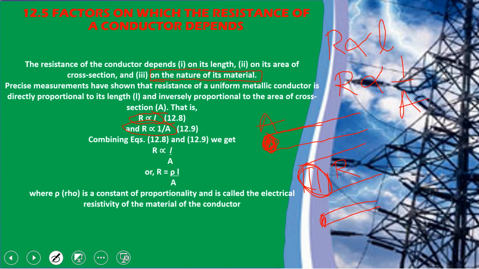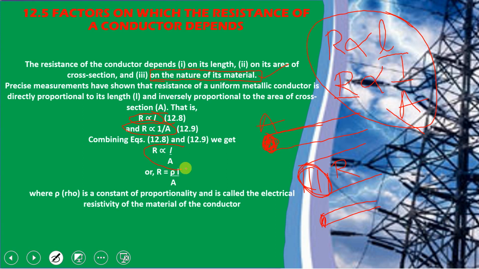Here we will come to the nature of the material afterwards. Now first we will connect these two aspects we studied. When we combine these two, that is, resistance is directly proportional to L and resistance is inversely proportional to the area of cross section, it will come like this.